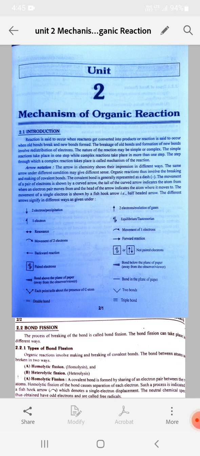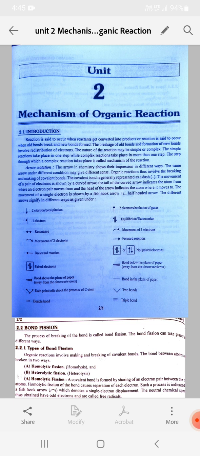Introduction. A reaction is said to occur when the reactants get converted into products, or when old bonds break and new bonds form. The breakage of old bonds and formation of new bonds involve redistribution of electrons. The nature of the reaction may be simple or complex. Simple reactions take place in one step, while complex reactions take place in more than one step. The steps through which a complex reaction takes place are called the mechanism of the reaction.